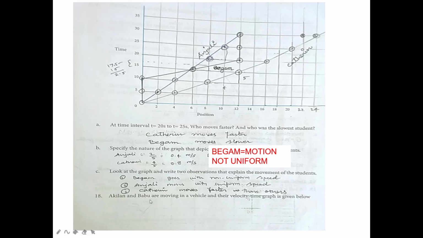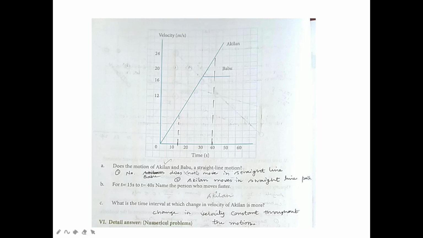Okay, then next question, 18th question. Agilan and Babu are moving in a vehicle and their velocity time graph is given below. Velocity and time graph. Now we are going to analyze these three questions. Does the motion of Agilan and Babu a straight line motion?